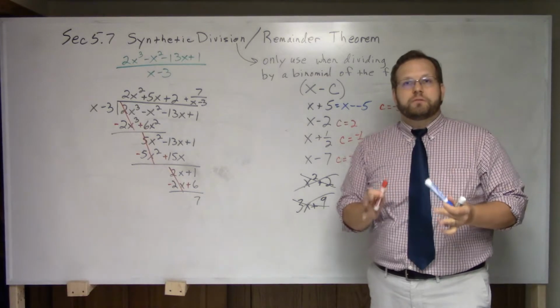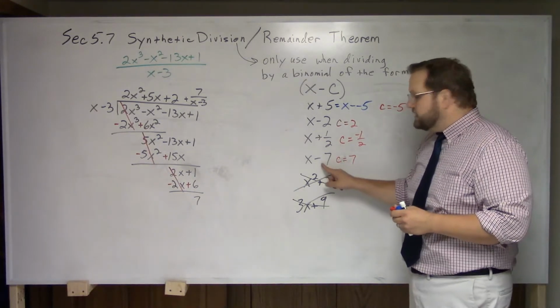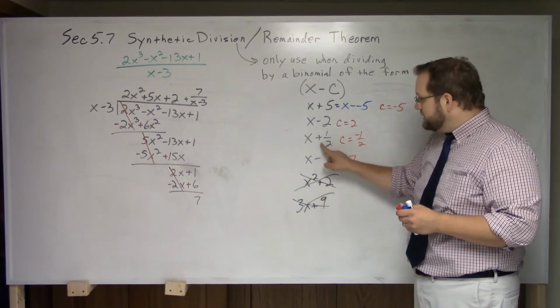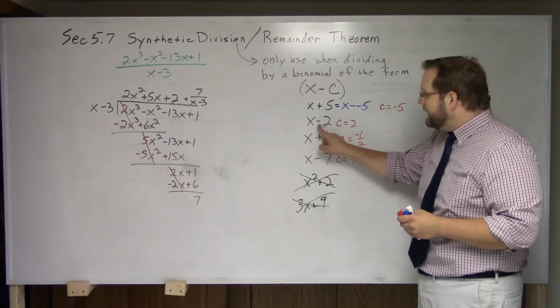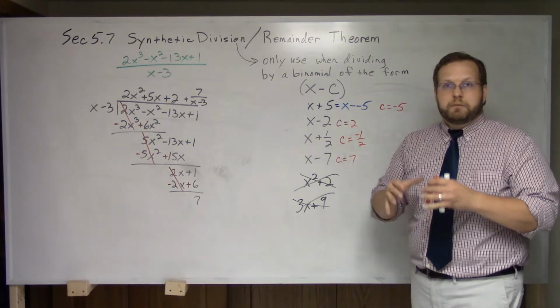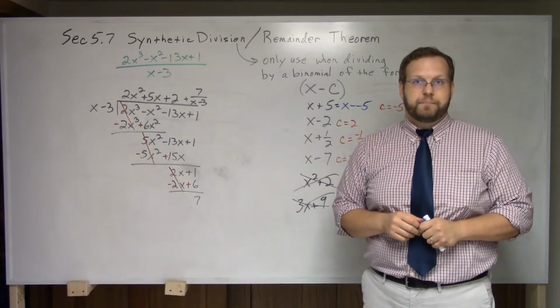A good rule of thumb would be to assign the c value as the opposite of what you see in here. Negative 7, positive 7. Positive 1/2, negative 1/2. Negative 2, positive 2. Positive 5, negative 5. And so on. Because it's always x minus the c. So take out that opposite sign. Okay?